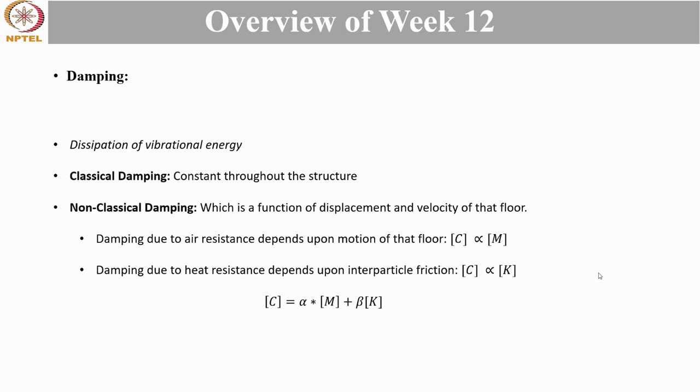Now, how to define this kind of damping? It is generally seen proportional to mass and stiffness. So the mass offers air resistance damping and stiffness offers frictional damping, and the net damping is given by C equals alpha times M plus beta times K. So C is proportional to both M and K, and to remove the proportionality, we bring in the constants of proportionality alpha and beta.